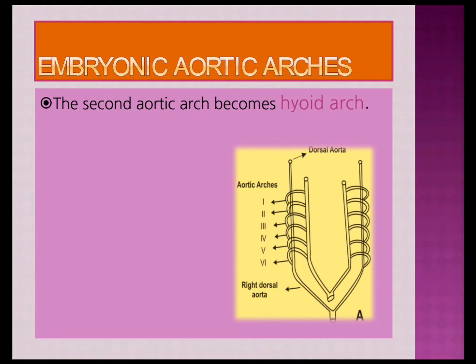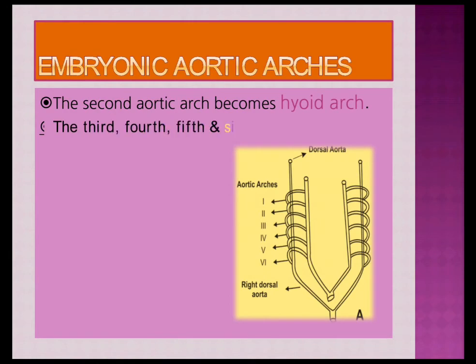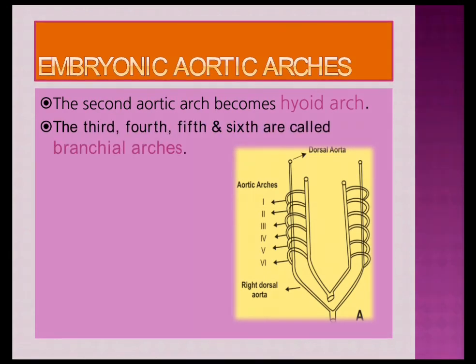Now the second aortic arch is the hyoid arch. The second one is named the hyoid arch. Next, the third, fourth, fifth, and sixth are termed the branchial arches. So from the third to the sixth arch, these are the branchial arches. Why are they called branchial arches? Branchia refers to the gills. So these are at the level of the gills. First is at the level of the mandible, that's why it is mandibular. Second is the hyoid, at the level of the tongue. Third, fourth, fifth, and sixth are the branchial arches because they are at the level of the gills.